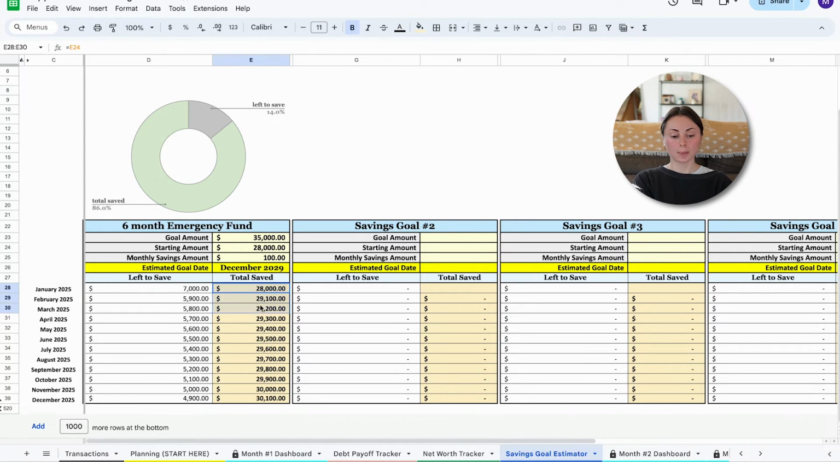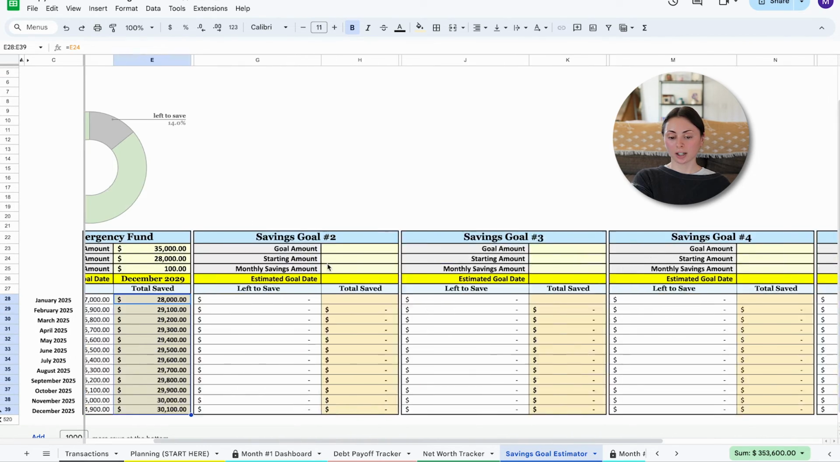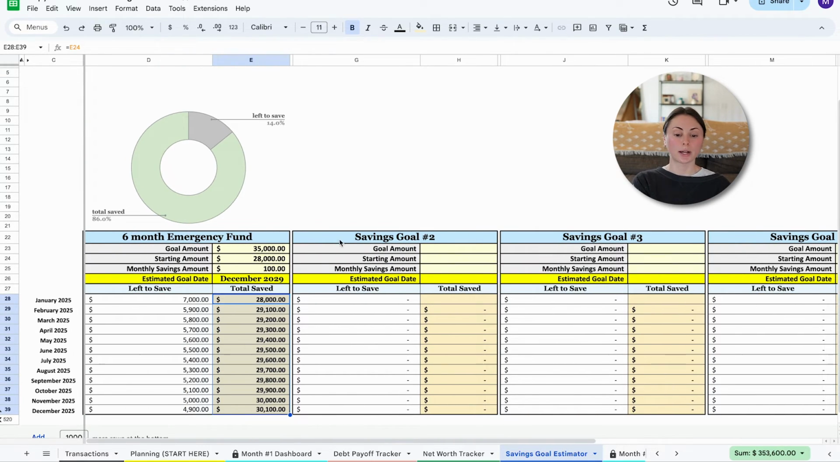You can totally update the total saved amount each month if you want to keep track of it that way. But if you want to just use it as kind of a visual cue of, oh, it looks like if I stick to this goal, this is how much it is, it can be more passive. Like I said, you have 5 savings goals here and the chart will populate once you enter the information.